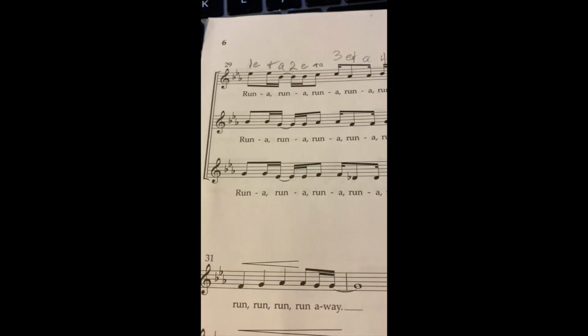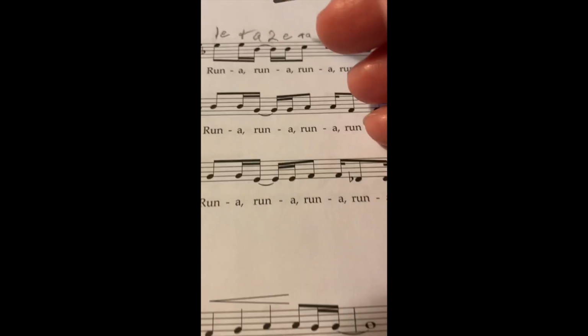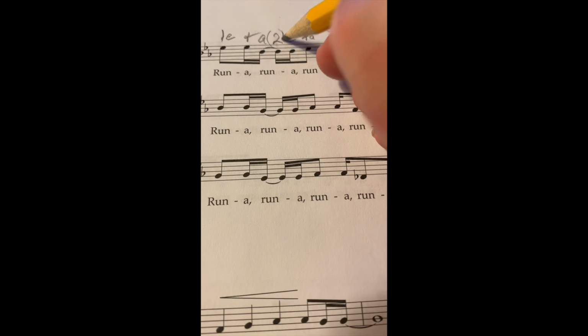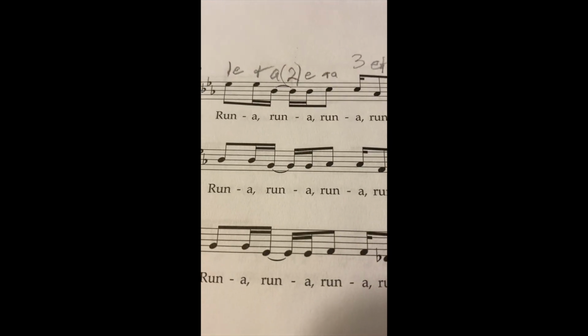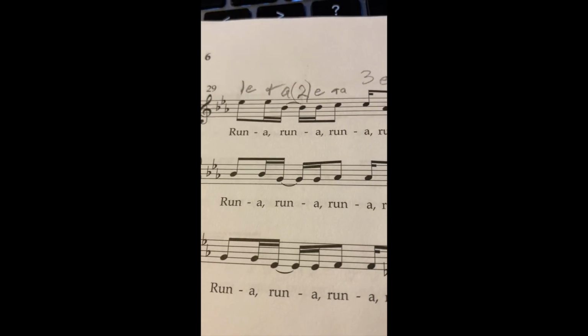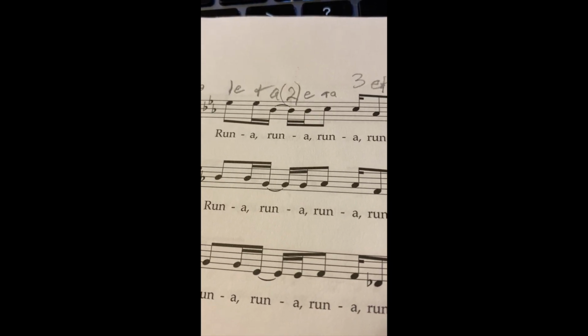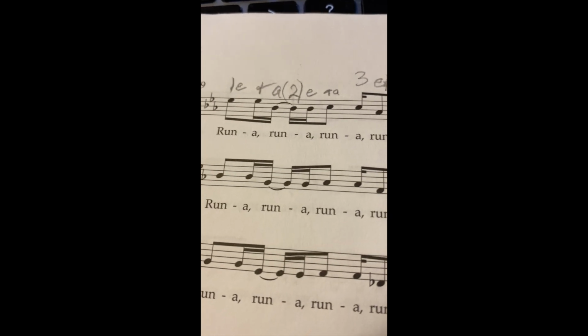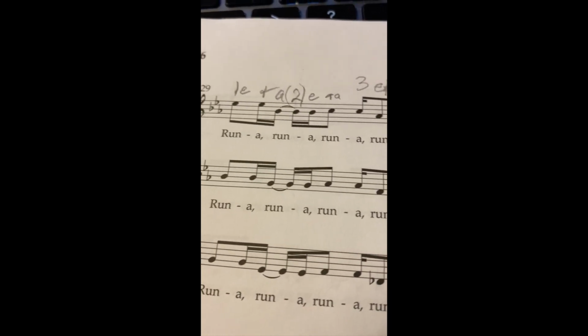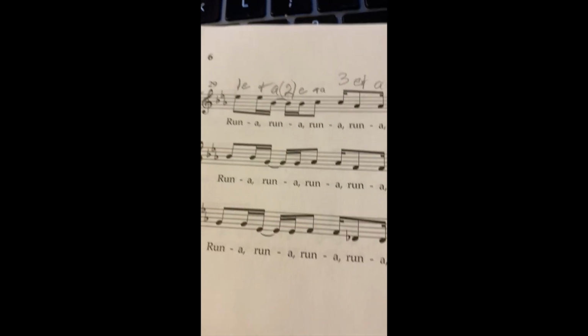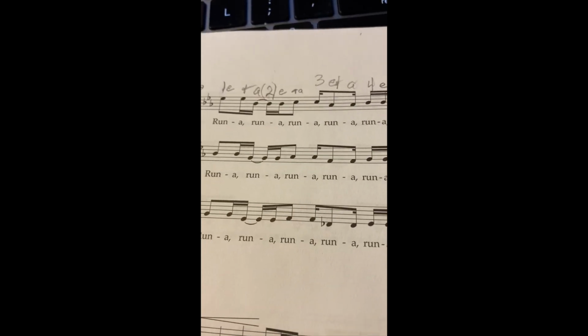Now it has a tie. The tie means that I'm not going to say that. 1 E and a, 2 E and a. Run, run, run, a run. Run, run, run. Run, a run, a run. 1 E and a, 2 E and.